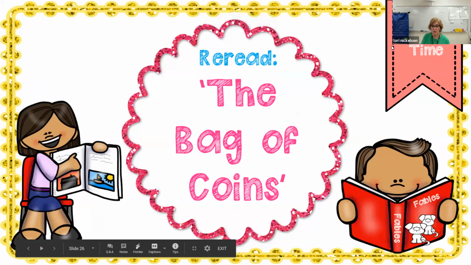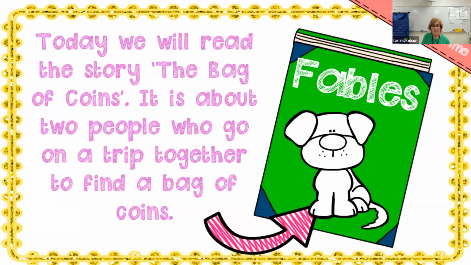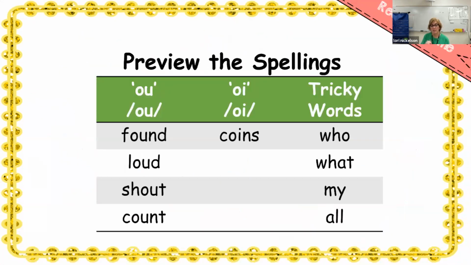So it says, reread the bag of coins. We haven't read it yet, have we? Nope. So today we will read the story, The Bag of Coins. It is about 2 people who go on a trip together to find a bag of coins. Preview our spellings. We have the ow as in found, loud, shout, and count. We have the oi as in coins, and our tricky words are who, what, my, and all.